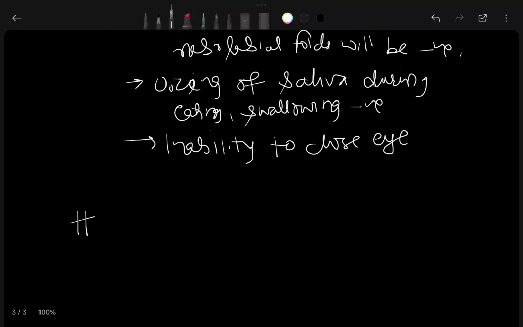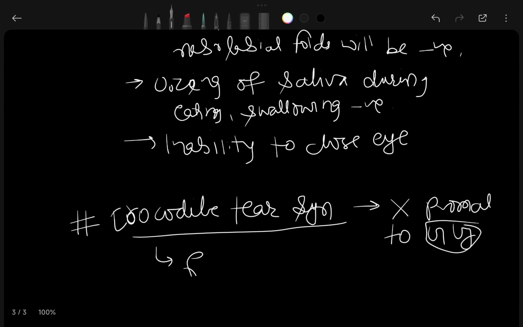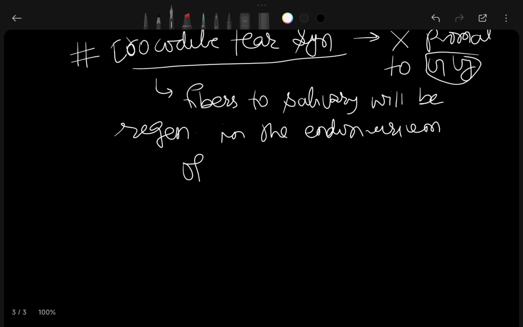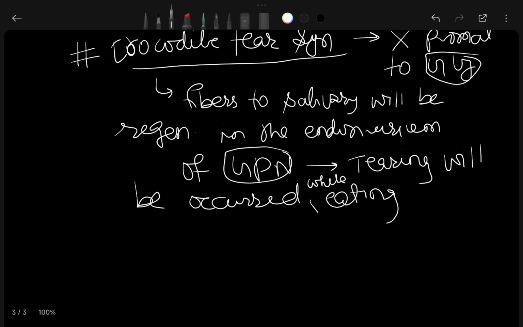And another is crocodile tear syndrome. Crocodile tear syndrome occurs when the lesion is proximal to the geniculate ganglion, then fibers to the salivary gland will regenerate in the endoneurial sheath of the greater petrosal nerve, and tearing will occur during eating. This is about crocodile tear syndrome.